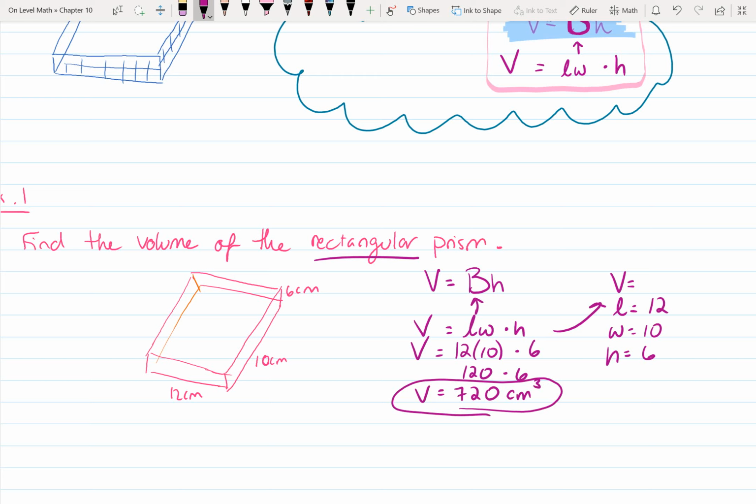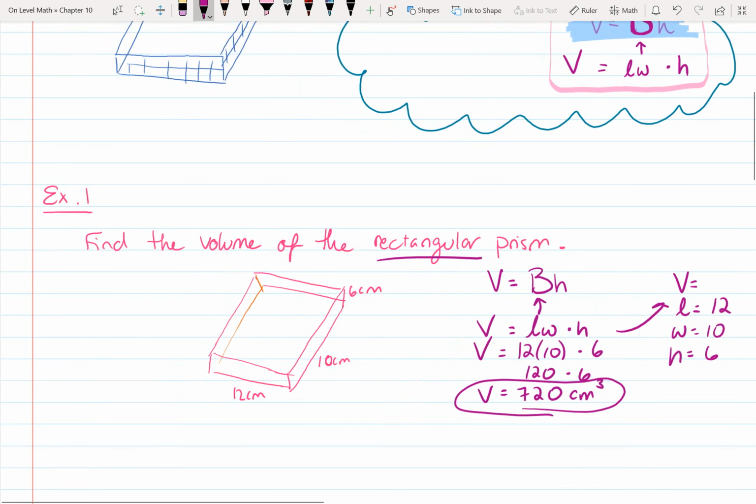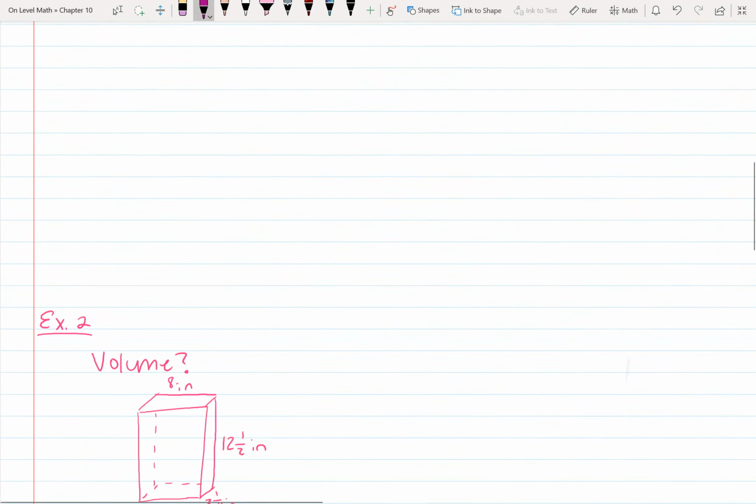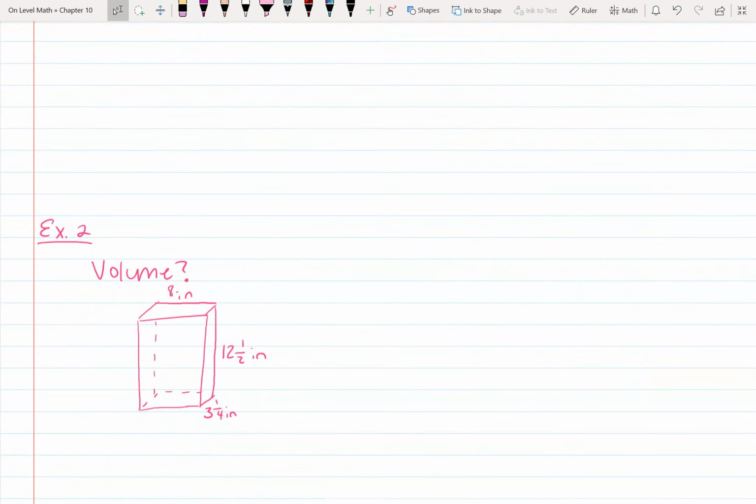All righty. Example 2. Again, pause this if you need to. If you have any questions, let me know. Let's move on to example 2. So volume. The first thing we do every single time is write our baseline formula. V equals capital B times H. Capital B means area of the base. Now, since the base is a rectangle, and this lesson is all about rectangular prisms, to find the area of a rectangle, we do length times width, and then we bring the rest of the formula down.